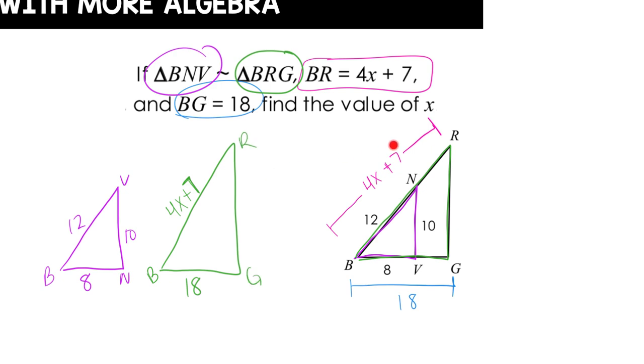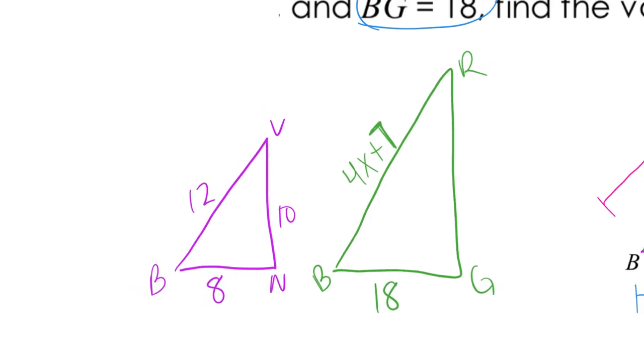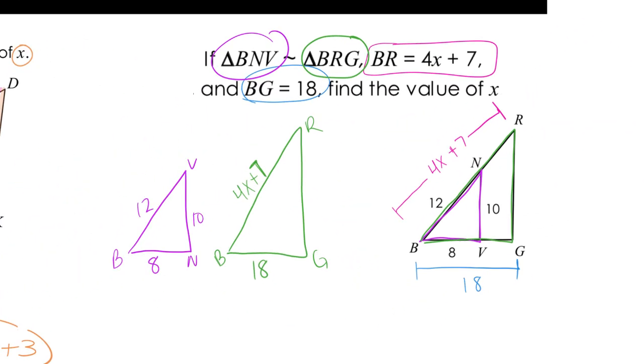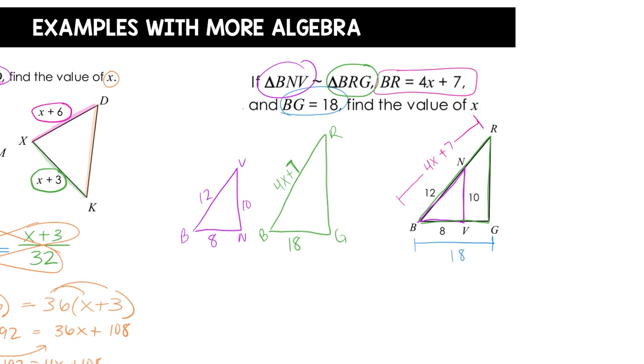Okay, and again, it might be helpful to just look at this picture instead, because you can see that they're two separate triangles. If you don't need to do that, that's fine. You can just leave the picture like this, but it might help us set up our proportion here. So let's go ahead and set up our proportion. We've got 4x plus 7. That's going to go with 12. 4x plus 7 over 12, and that's going to equal the 18 over the 8.